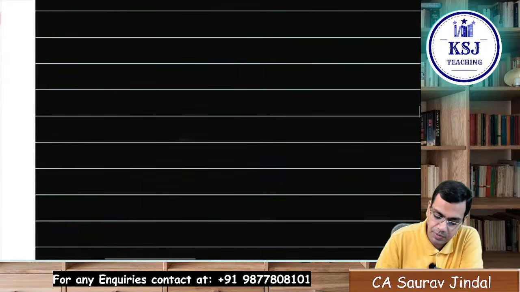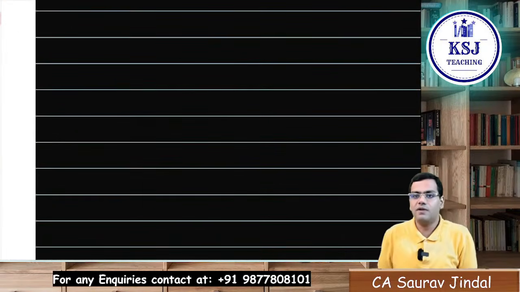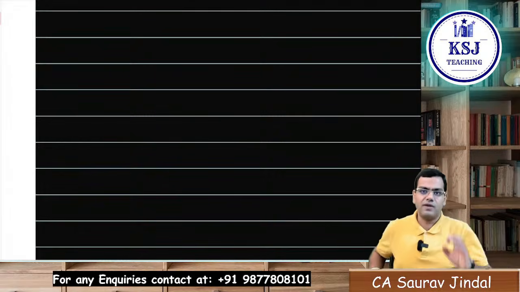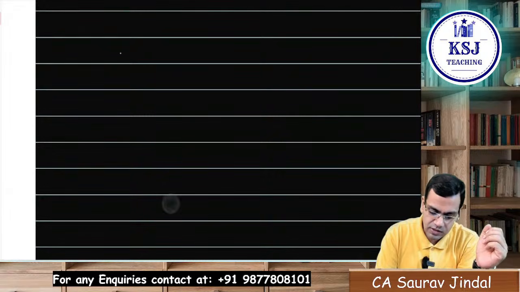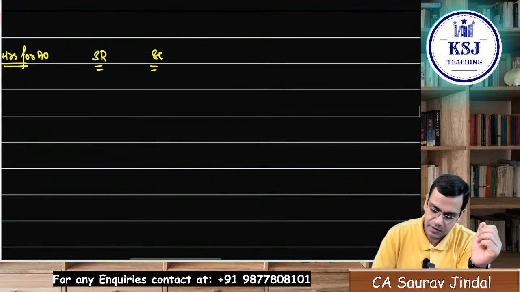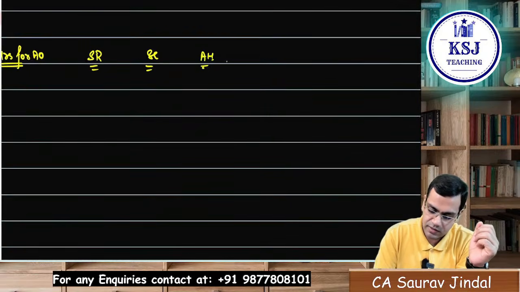Okay, so we are going to prepare the table. In case of variable overhead variances, there will be no mix and yield variance, right? So this is one of the simplest variances. So we'll prepare the table, that is standard hours for actual output, standard rate, standard cost, actual hours, actual rate, and actual cost.